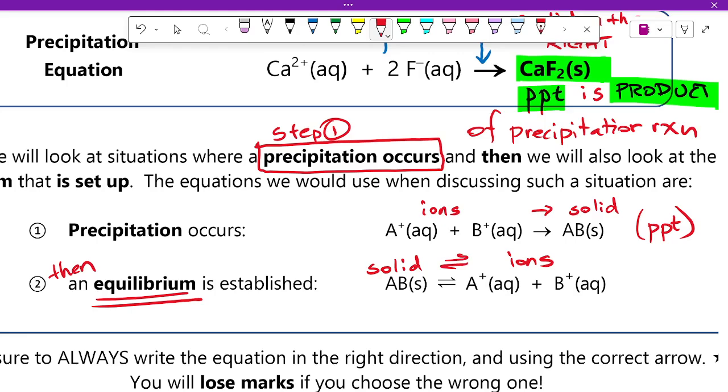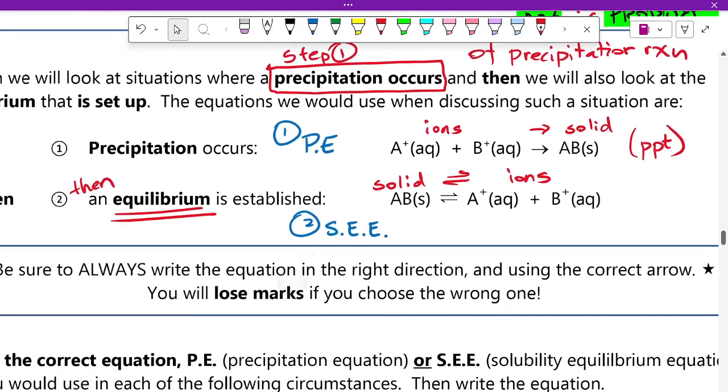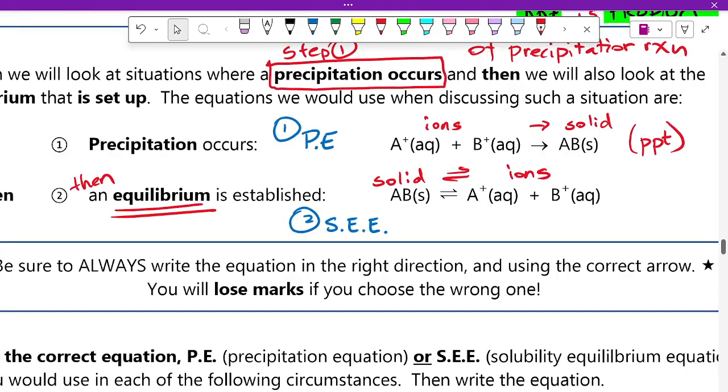First, we would have our precipitation equation. Second, we would have our solubility equilibrium equation. That's going to be more complex. We're going to be looking at that later. Okay? Most of the time, you're going to be using one or the other. Be sure you are always writing the equation in the correct direction and using the correct arrow. You will lose marks if you choose the wrong one. Okay?